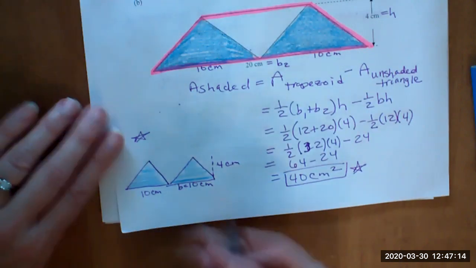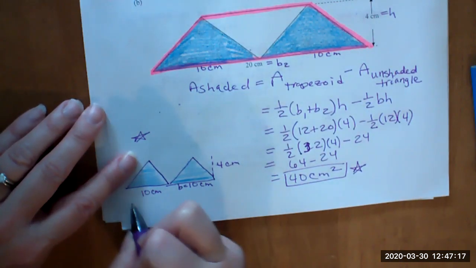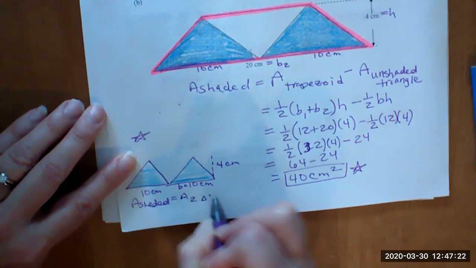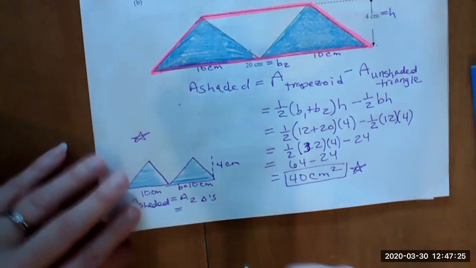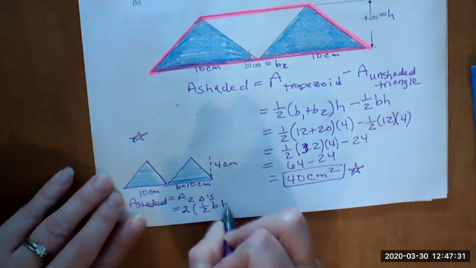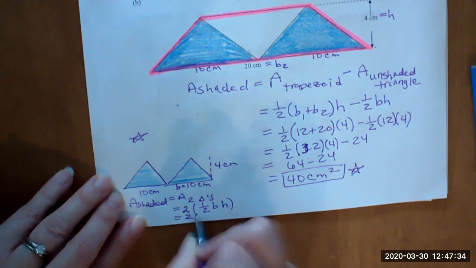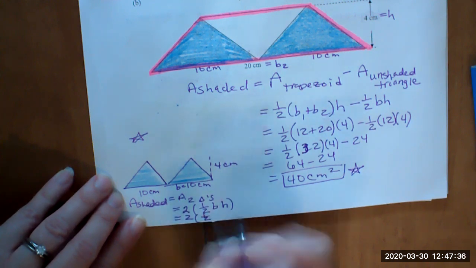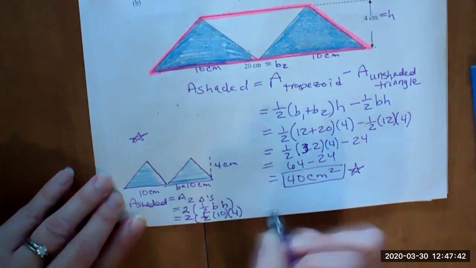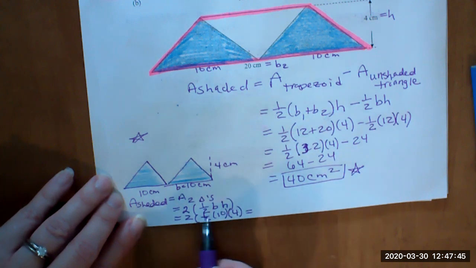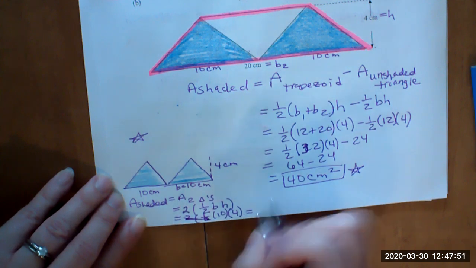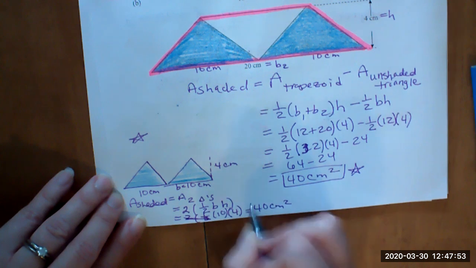And all I would need to do is say the area of the shaded is equal to the area of the two triangles. And so I would just say 2 triangles times 1/2 of base times height. And of course, the base here is going to be 10 for each triangle times the height, which is 4. And if you multiply that out, 2 times 1/2 cancels out, and you get 10 times 4, which is again 40 centimeters squared. Okay.